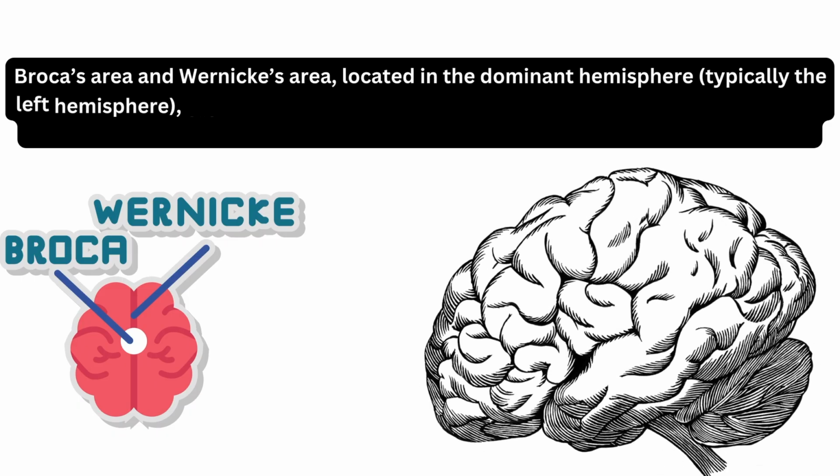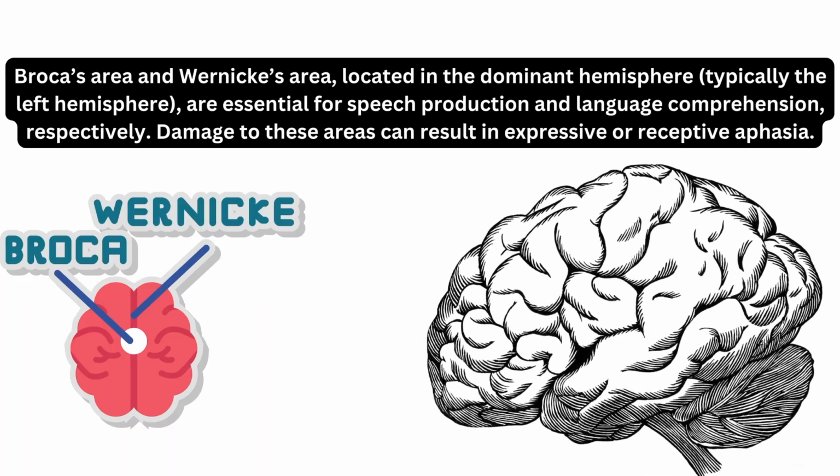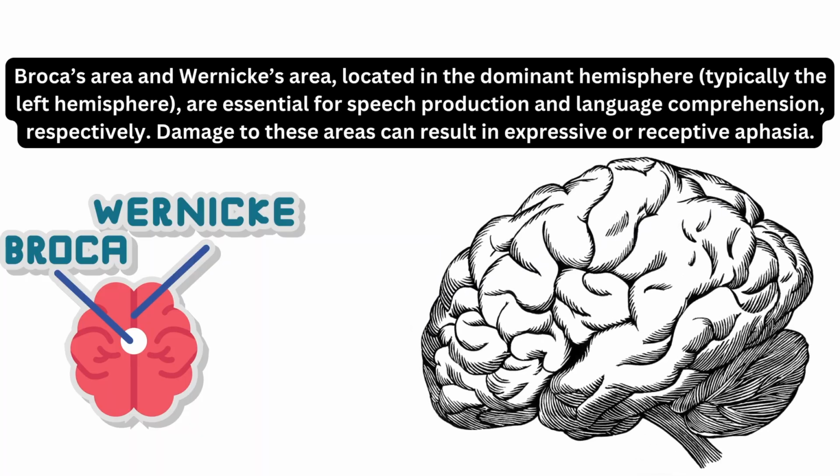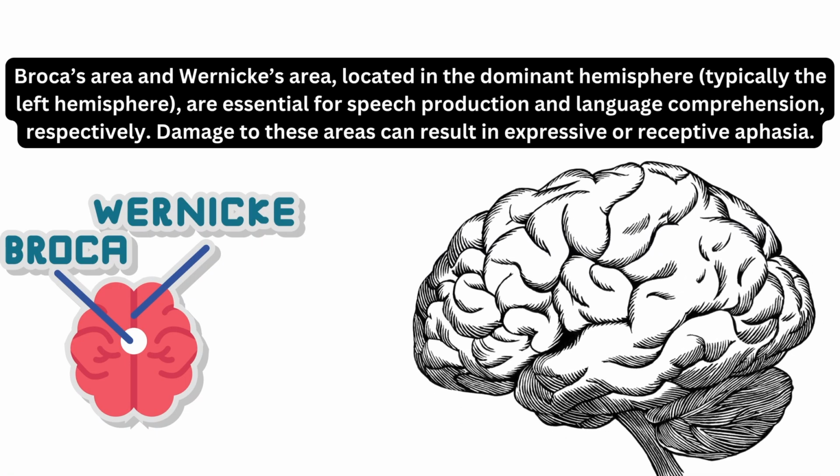Broca's and Wernicke's areas, located in the dominant hemisphere, are essential for speech production and language comprehension. Damage to these areas can result in expressive or receptive aphasia.